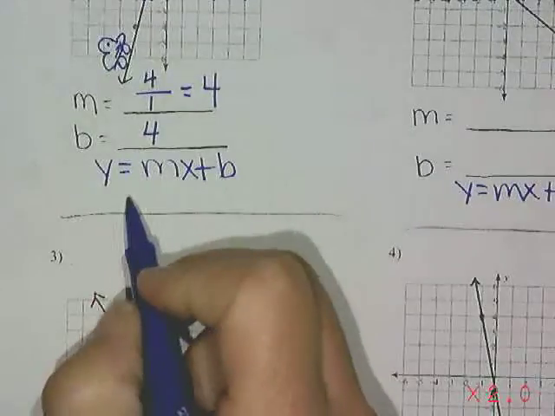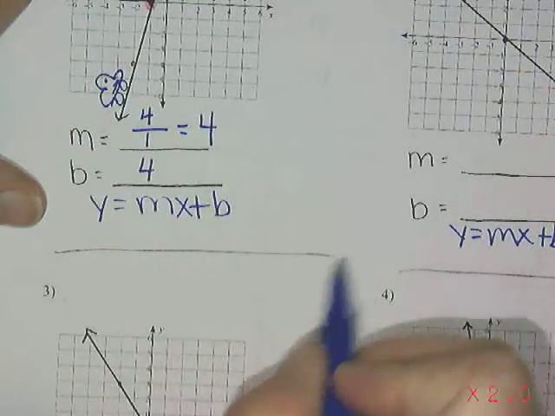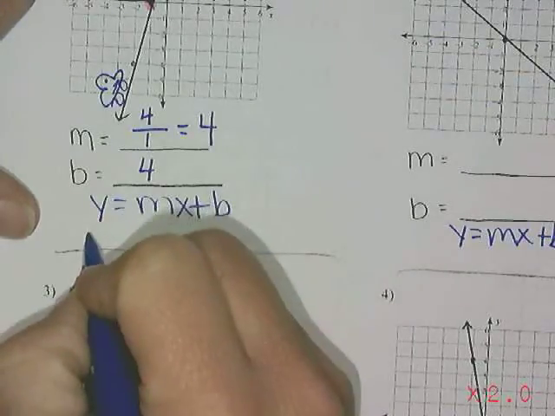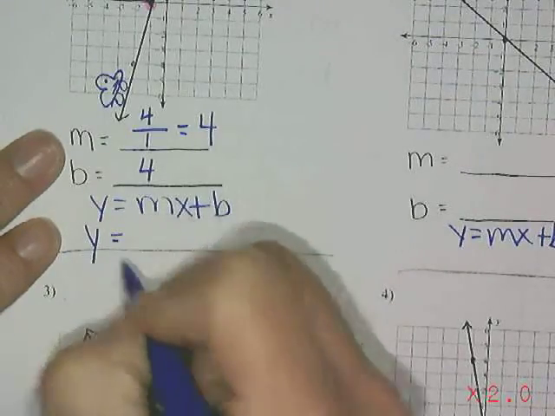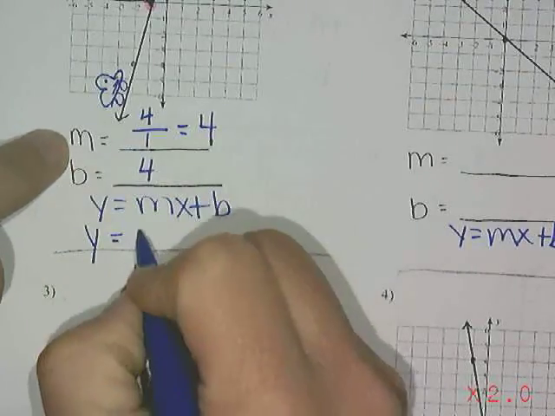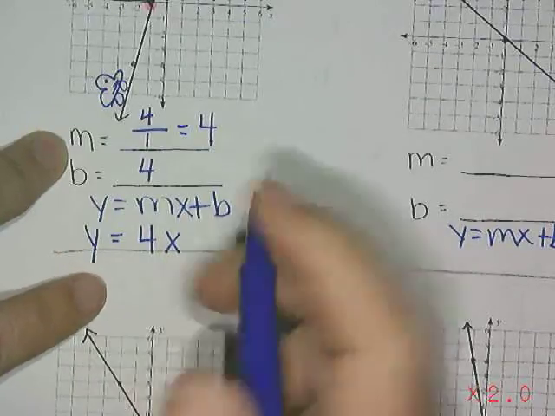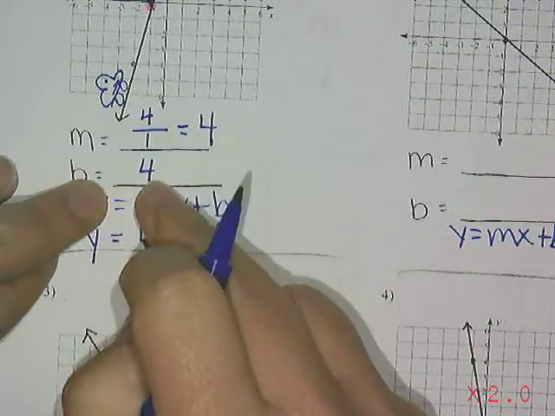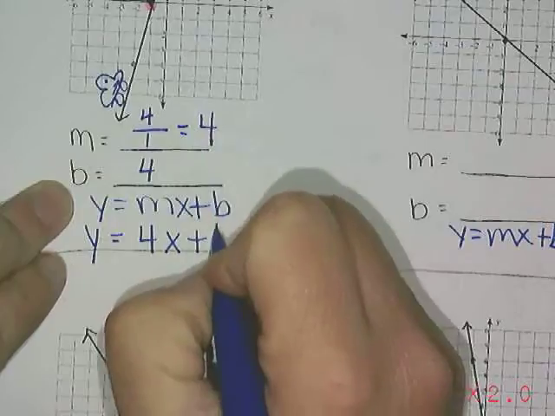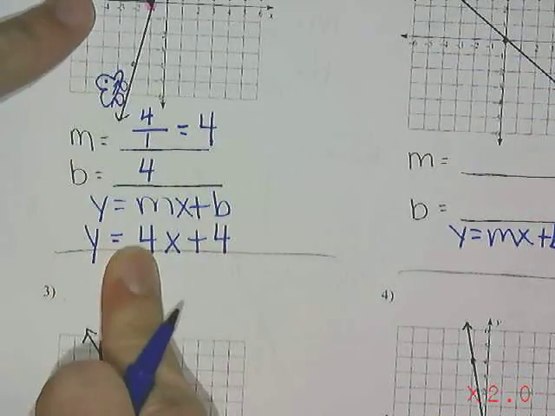So when we write the equation of the line, I know and understand that on your paper you do not have this line. Please draw it in now. We're going to write y equals the m. In our case, the m was 4. So it's 4 times x. That x will always be there. Plus our b. Our b in this case, again, was 4. This is an equation of the line that's graphed in slope-intercept form.